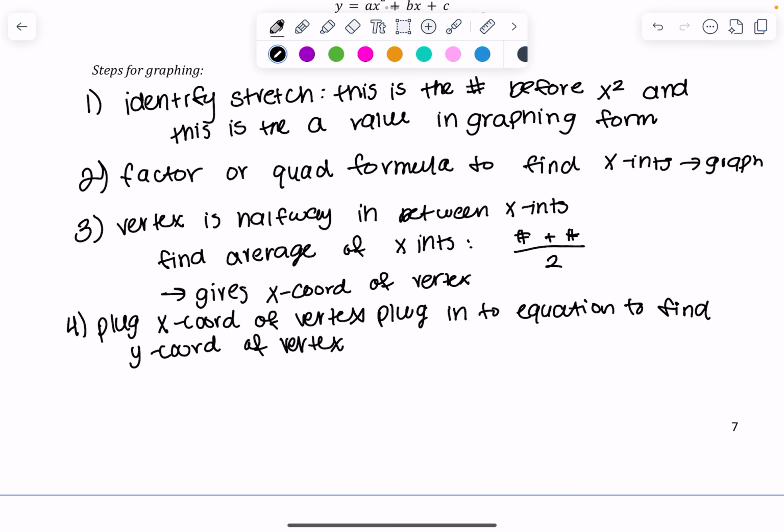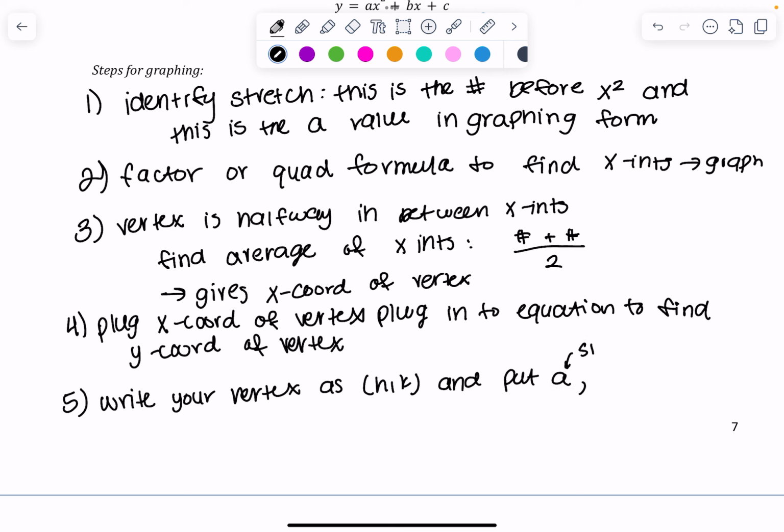The only difference here really in this chapter is that maybe factoring might be a little bit more challenging, and that I want you to write your equation in graphing form. So write your vertex as your h comma k, and put all of your information. So you need your h, your stretch, and your vertex into graphing form.